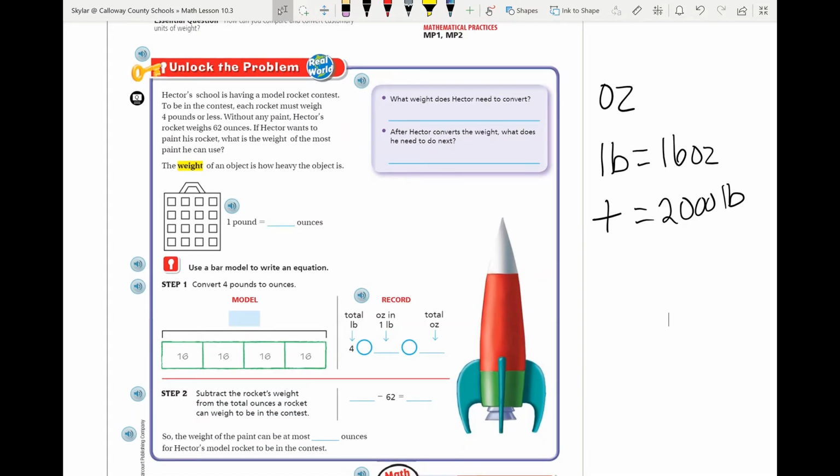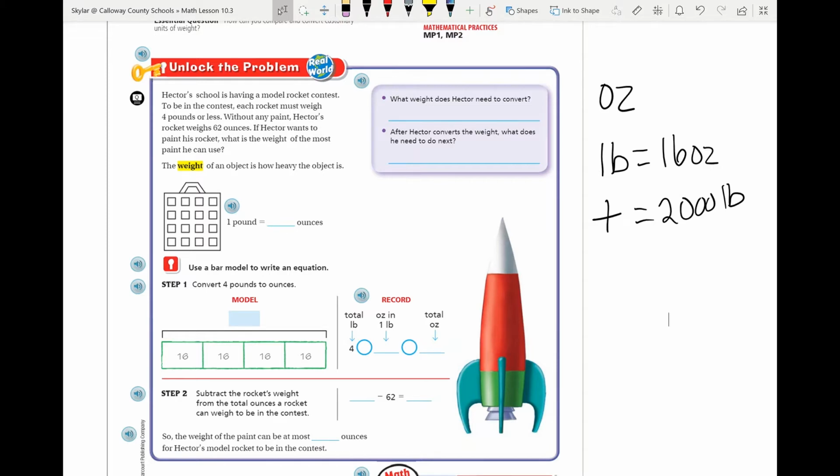So, Hector's school is having a model rocket contest. To be in the contest, each rocket must weigh 4 pounds or less. Without any paint, Hector's rocket weighs 62 ounces. If Hector wants to paint his rocket, what is the weight of the most paint he can use?